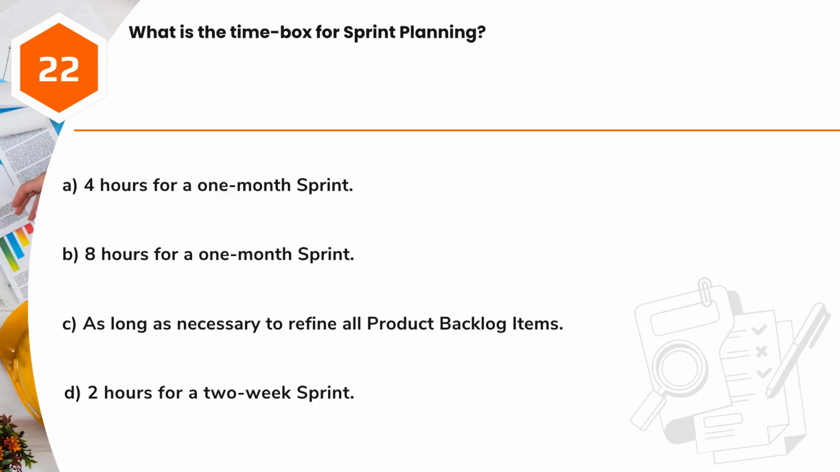Question 22. What is the time box for sprint planning? A. 4 hours for a 1-month sprint. B. 8 hours for a 1-month sprint. C. As long as necessary to refine all product backlog items. D. 2 hours for a 2-week sprint.